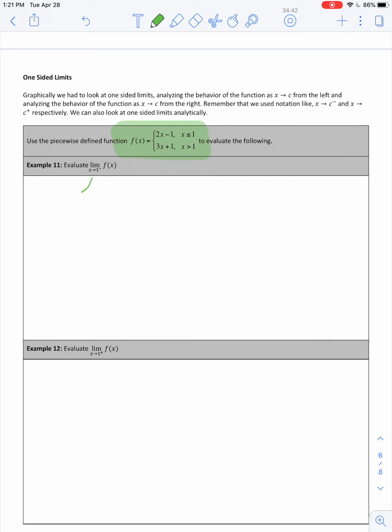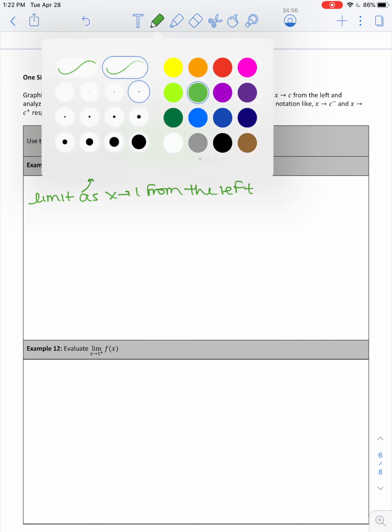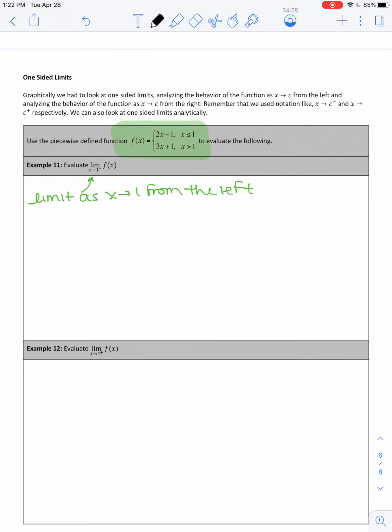So first and foremost, it's important to understand that here we're looking at the limit as x approaches 1 from the left. Okay, and that's of f of x, right? And we're told that f of x is equal to that piecewise function of 2x minus 1 when x is less than or equal to 1, and 3x plus 1 when x is greater than 1.